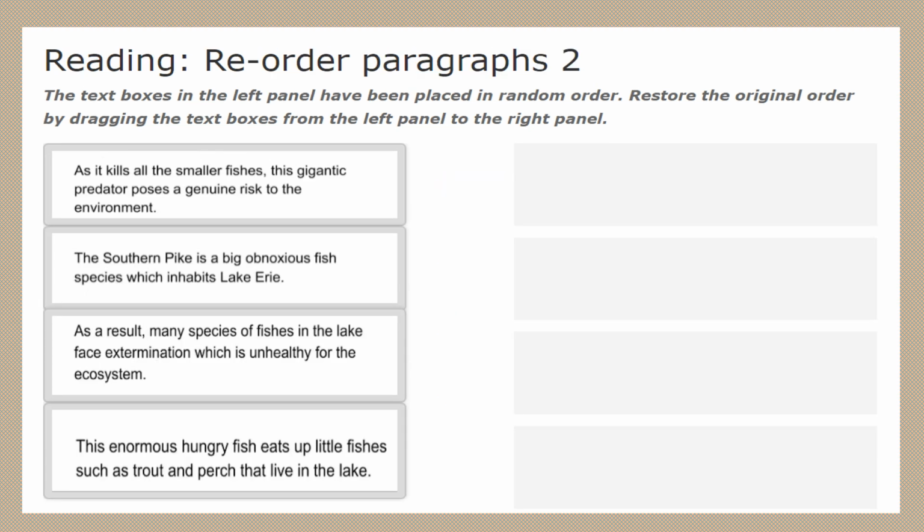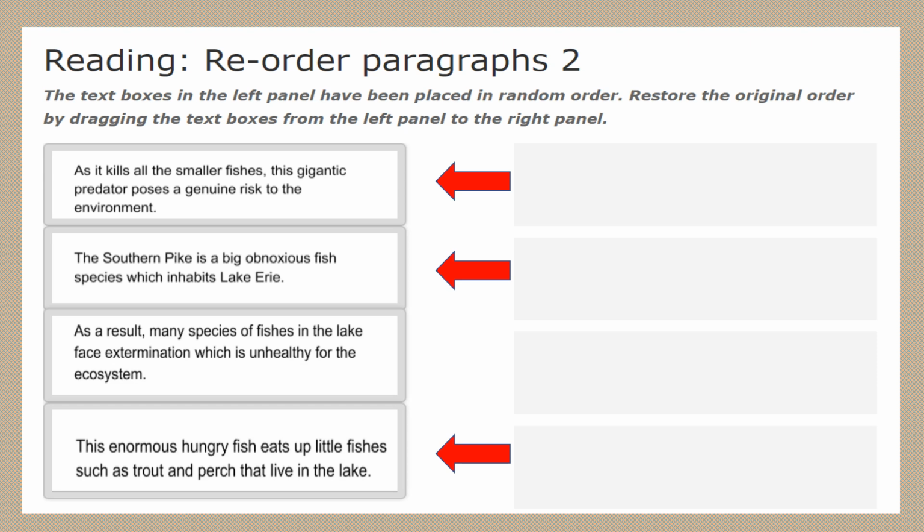Right, let's take a look at the second practice. Now again, we need to find the introductory sentence. Now here, the sentence is: a certain pike is a big obnoxious fish species which inhabits Lake Erie. Now obviously they're starting with the pronoun, so this means the fish. So this enormous hungry fish eats up little fishes such as trout and perch that live in the lake.